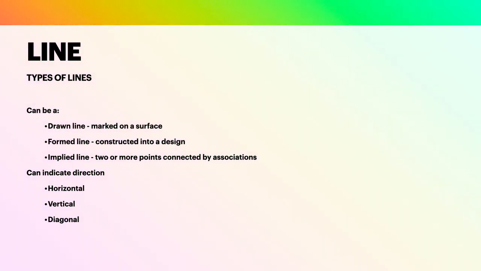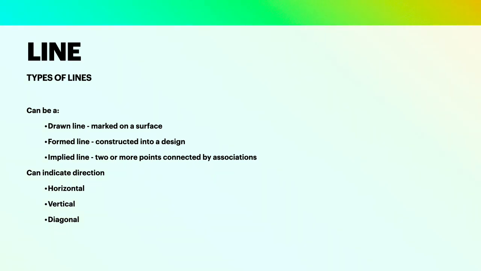Line. Let's talk about the different types of lines. So you have a drawn line, which is going to be a line that is marked on a surface. There's form line, which is constructed into a design. And there's implied line, which is two or more points that are connected by associations.